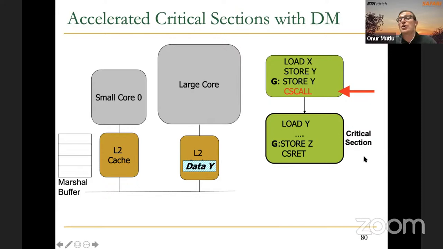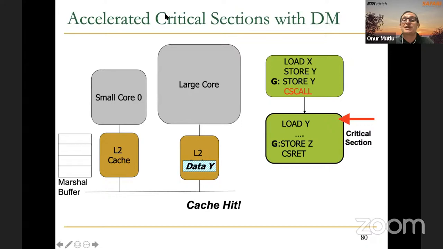It could also be the L1 cache. This is just a demonstration with the L2 cache, as you can see. Okay, hopefully that makes sense. And hopefully, when the critical section gets executed on the large core, you get a cache hit. And that way you hide the penalty of moving the private data that's generated by the store Y from the small core to the large core.